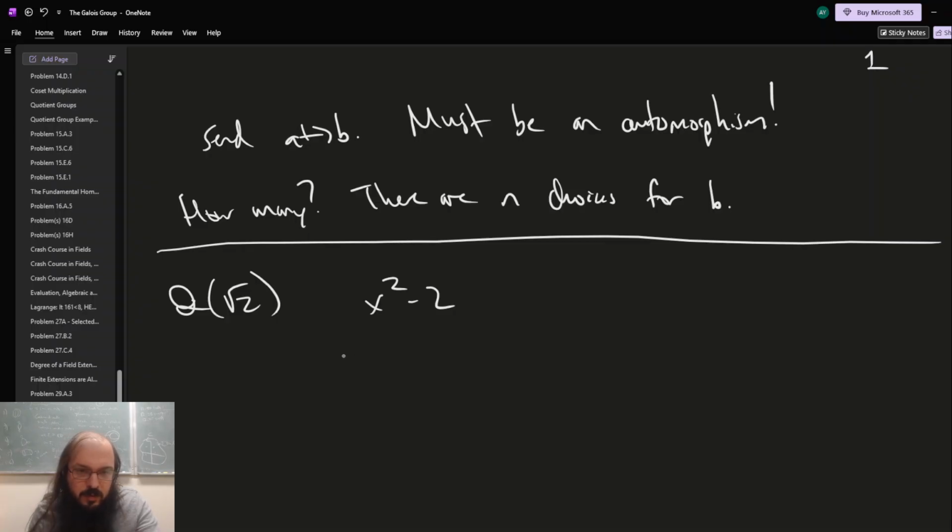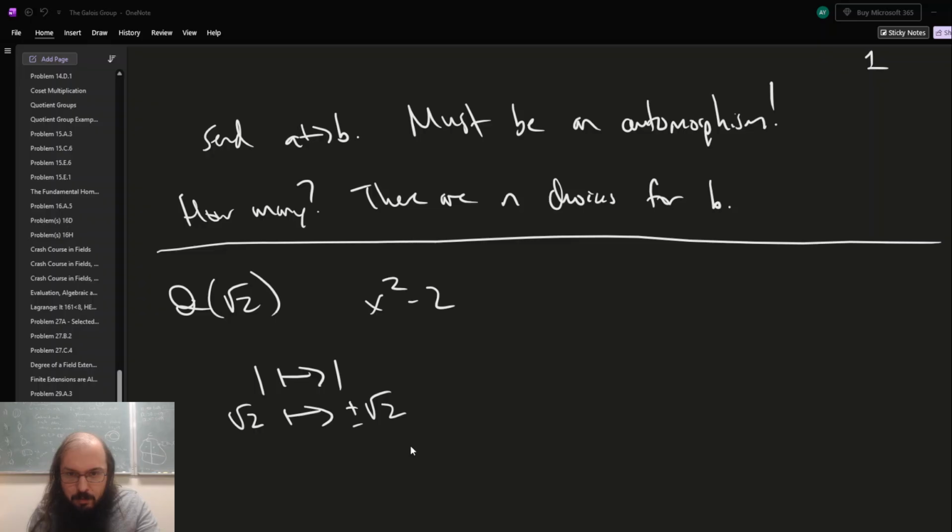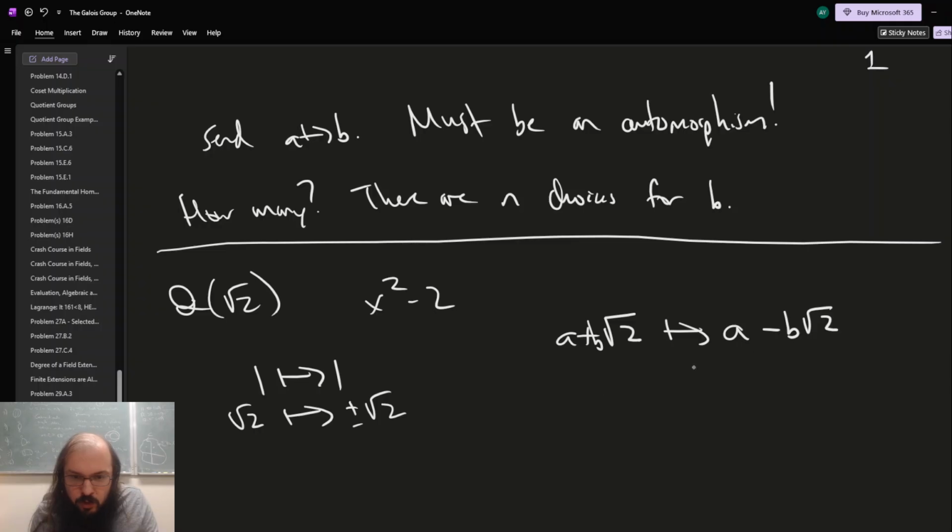What are the automorphisms of this? Well, my choices are, according to the theorem and the proof of the theorem, I send 1 to 1 and square root of 2 to another root of this thing. So my choices are plus or minus square root of 2. And that's it. In other words, I have the identity, if I choose square root of 2 goes to plus square root of 2. And I have something that resembles complex conjugation. I can send a plus b square root of 2 to a minus b square root of 2, since 1 goes to 1 so the rational part stays the same.